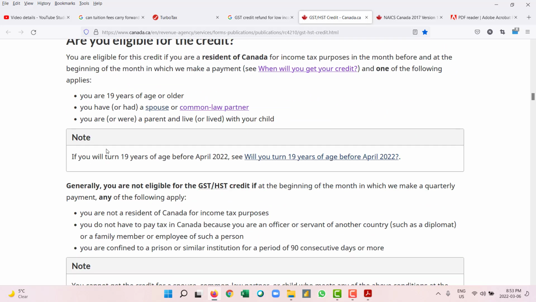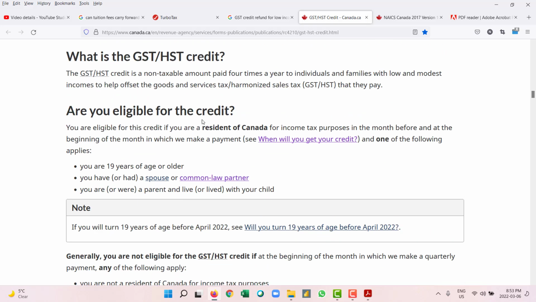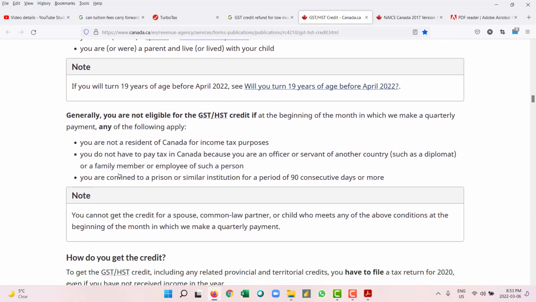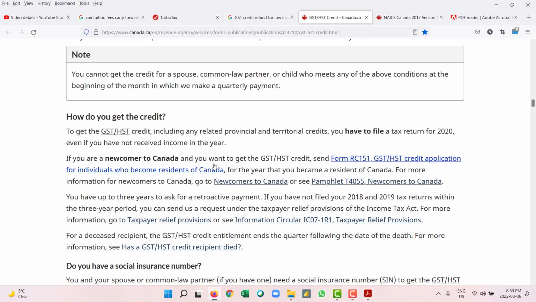Probably, am I eligible for the credit? Resident of Canada, 19 years old, or have a spouse or common-law partner. There are three criteria, but you just need to fulfill only one. I'm 19 years old, okay? And how do I get the credit?